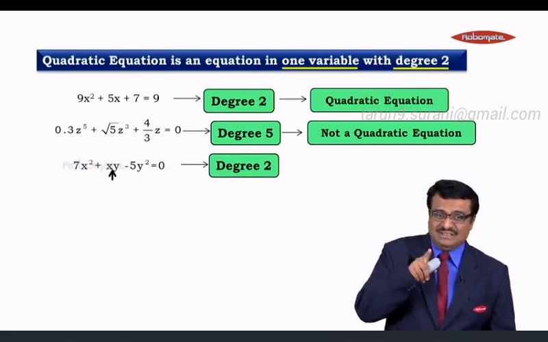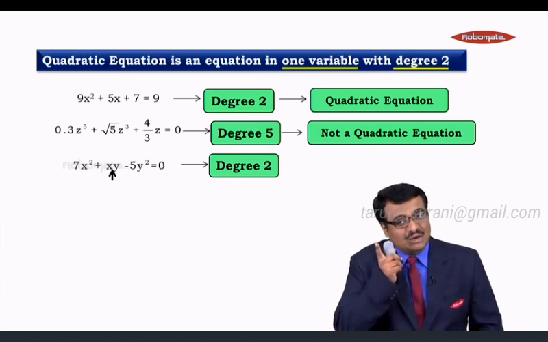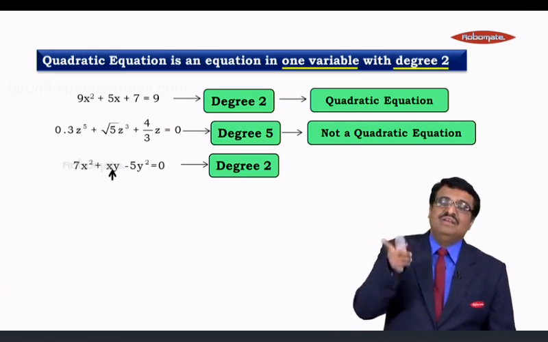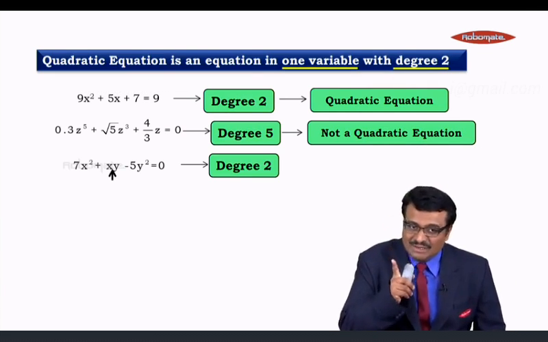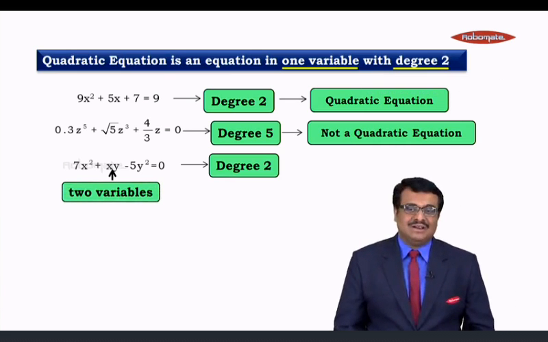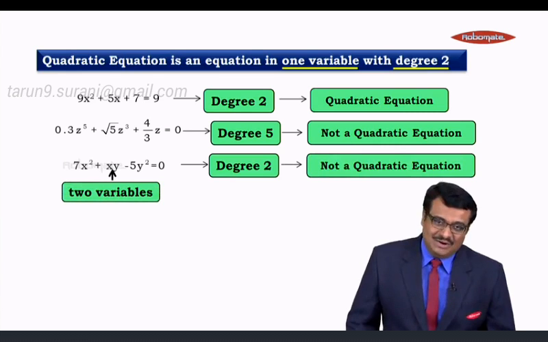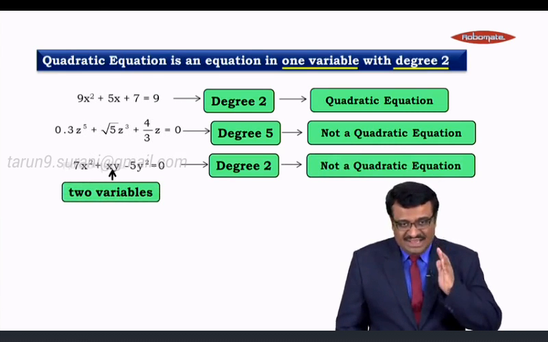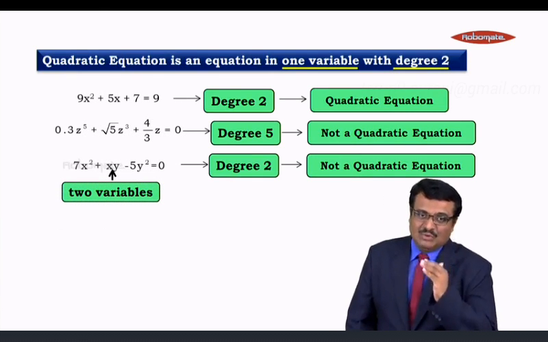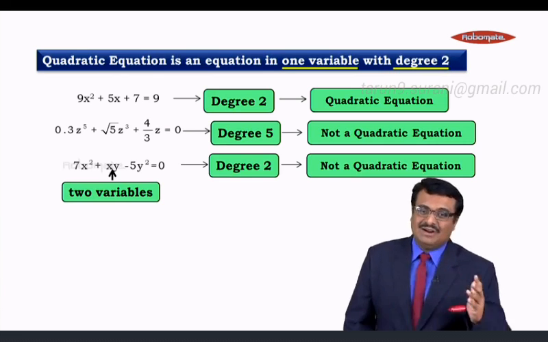Why not? Because look at that xy. x is also there, y is also there. What is a quadratic equation? An equation in one variable with degree 2. Here there are two variables, x and y. So it is not a quadratic equation. Since there are two variables, the given equation is not a quadratic equation. So I think you might have understood how to find out whether the given equation is quadratic or not.